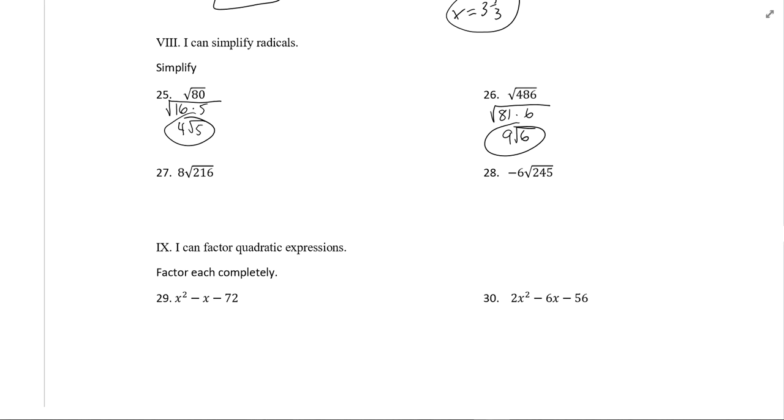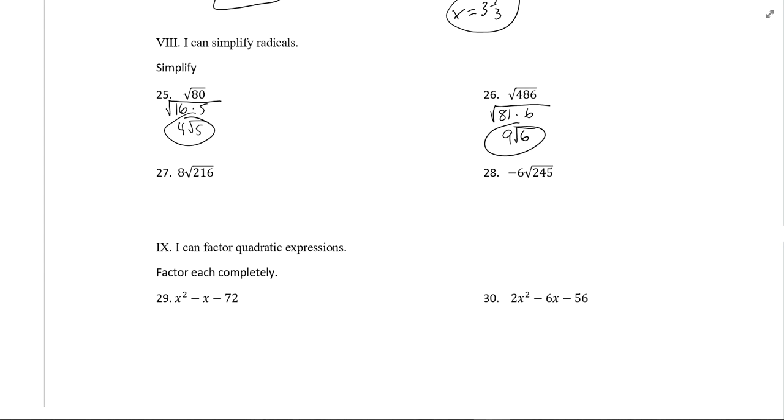Okay, pause the video. Okay, were you able to get it? The biggest perfect square factor was 81. 81 times 6 gave me 486. 81 is a perfect square, so the square root of 81 is 9. I can't take the square root of 6, so I got 9 rad 6.